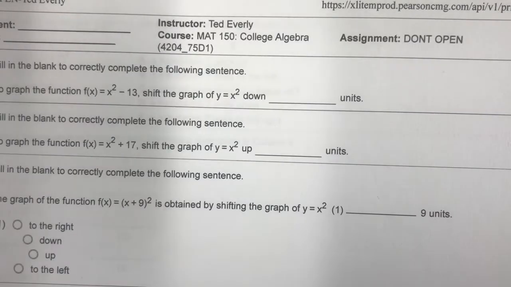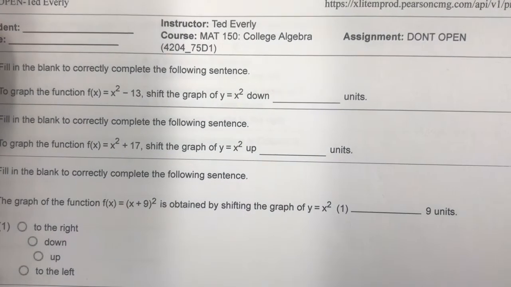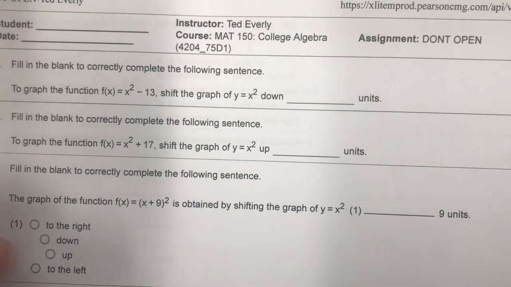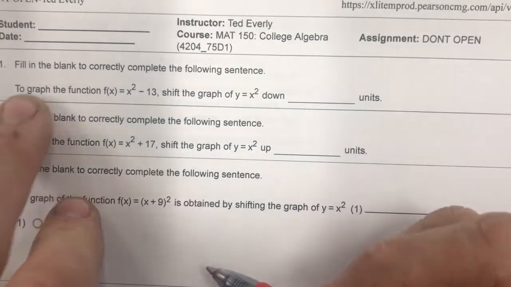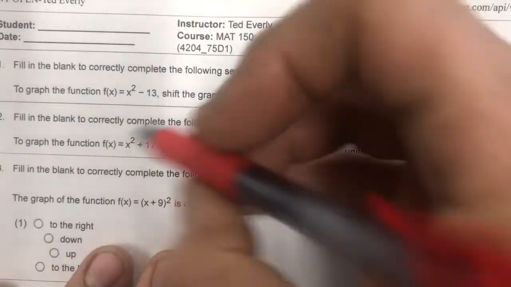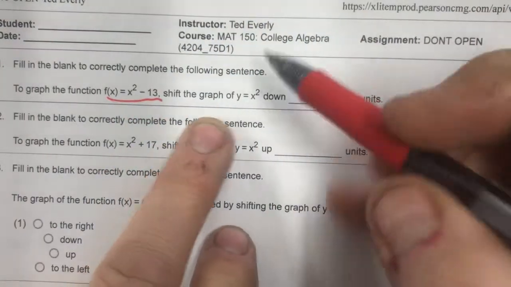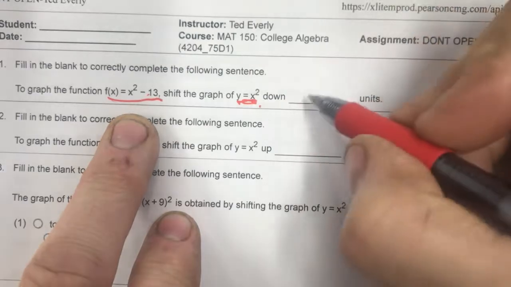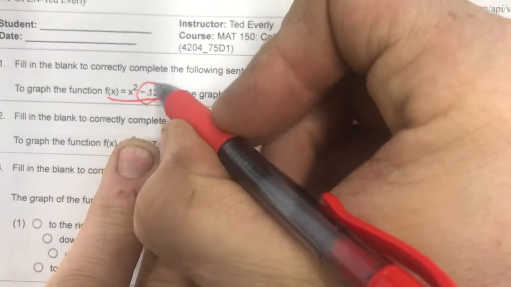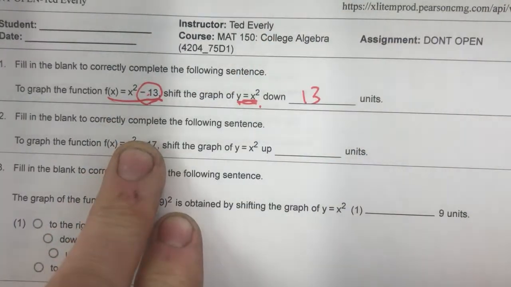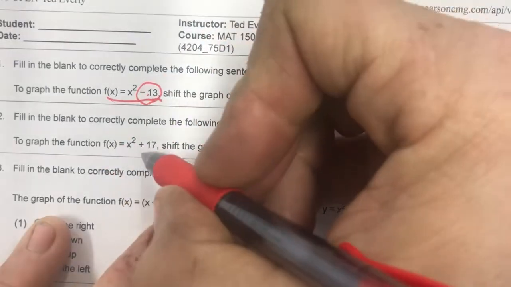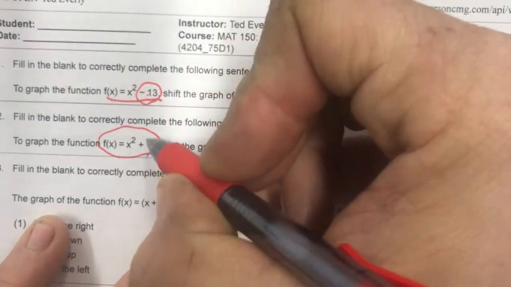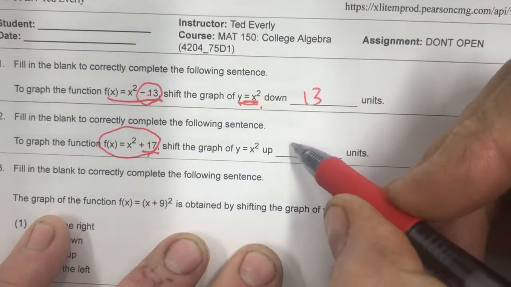Okay, now let's look at some problems here and see if we can answer them. All right, fill in the blank. To graph this function right here, shift the graph, this is the parent function, shift the graph down 13. See the minus 13? That's going to send it down 13. Okay, well let's just go to this one. What is this going to do? See that plus 17? That's going to go up 17.